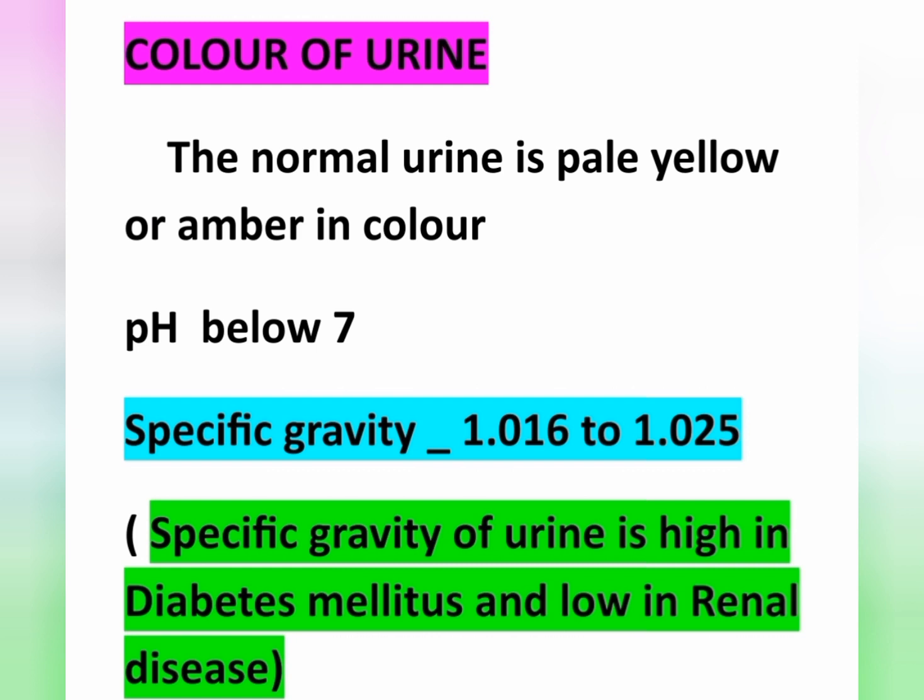The specific gravity of urine, 1.016 to 1.025, is the normal specific gravity of urine. Specific gravity of urine is high in case of diabetes mellitus and low in case of renal disease. This is a very important point. That is, specific gravity is increased in diabetes mellitus and decreased in renal disease.